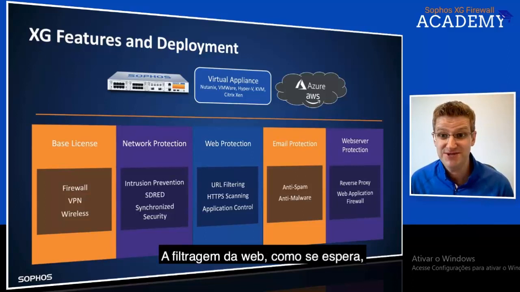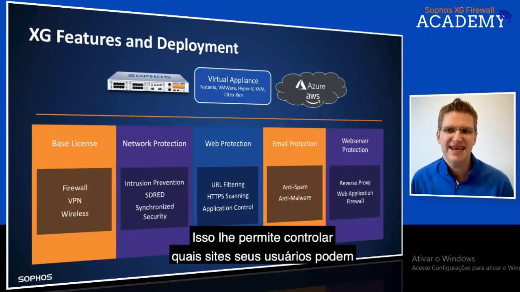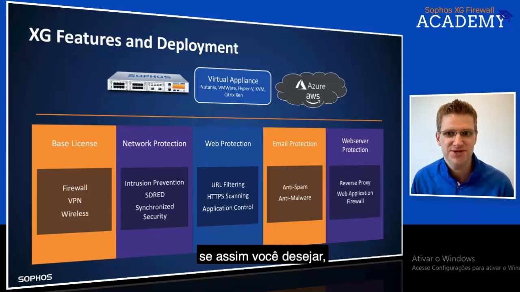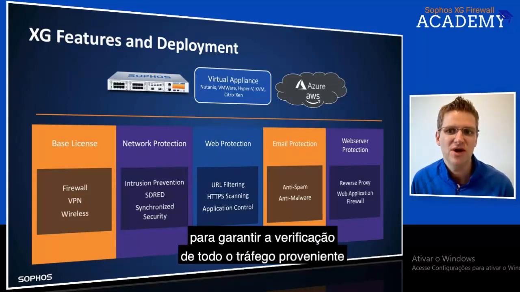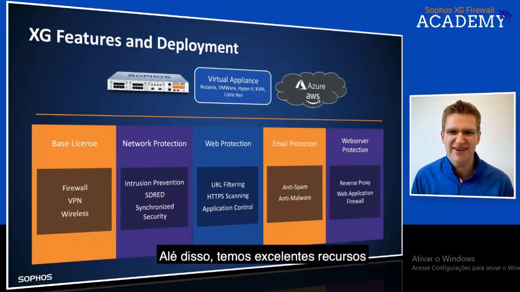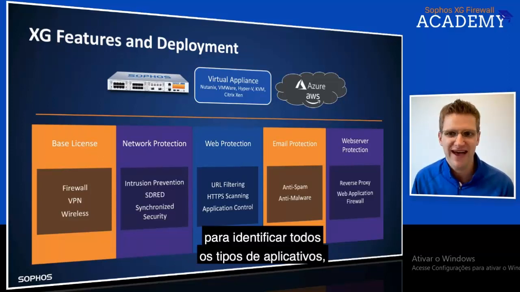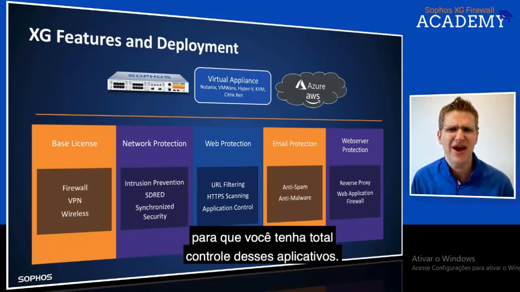Web filtering, as you would expect, allows you to perform web protection for your environment. So this allows you to control what websites your users can and can't go to, warn them against going to such sites if you wanted to, and of course providing great HTTPS scanning to ensure that we are vetting all of the traffic coming down from those websites. And we also have great application control capabilities to be able to identify all kinds of apps, including anonymizing VPNs and all of those kinds of things, so you have full control of those applications.